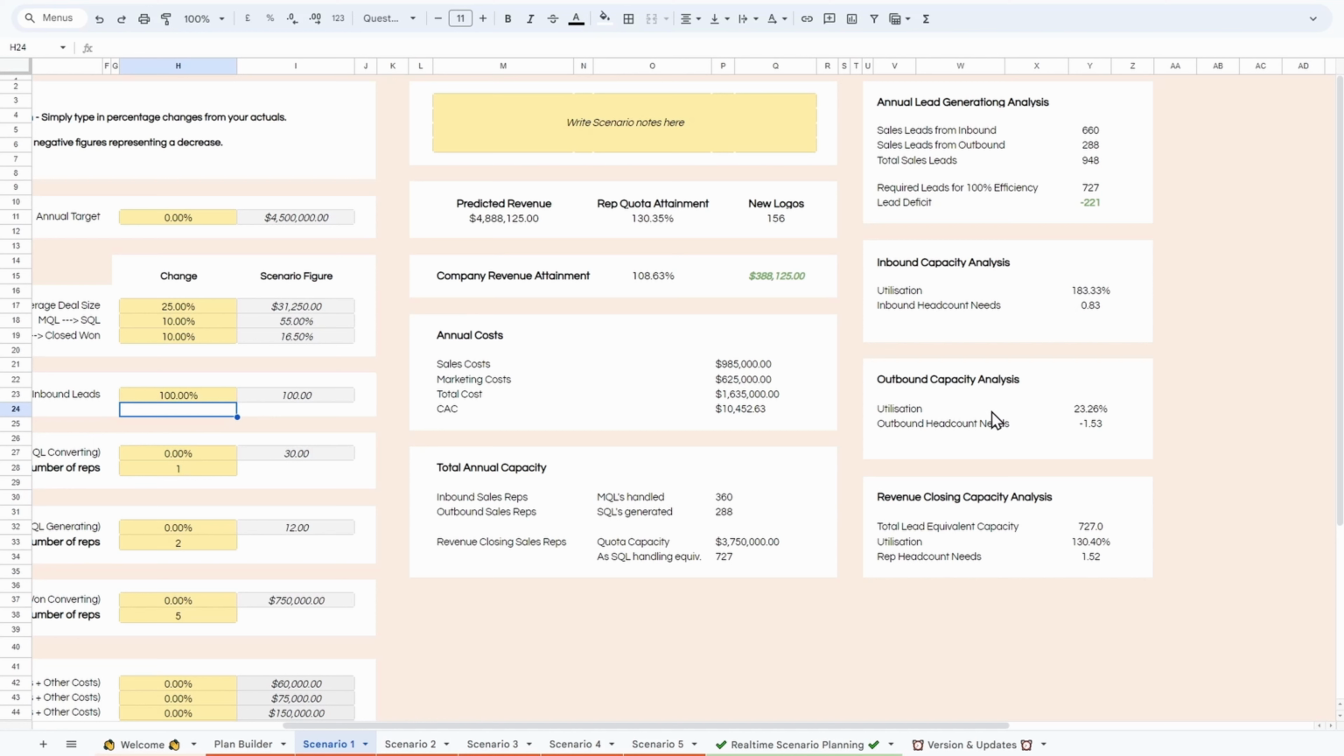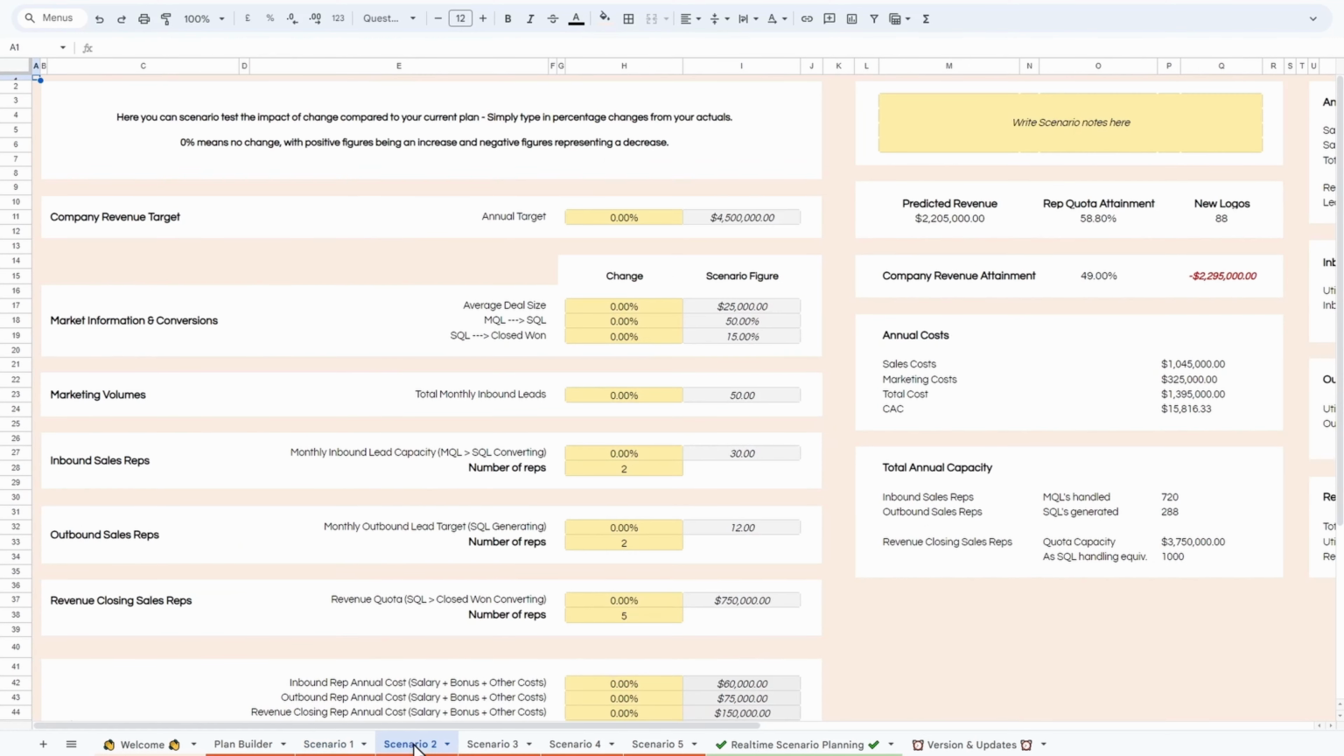I can see the same from my outbound capacity, and then I can see also from my sales reps. So my utilization for my sales reps, because of the volume of leads now, is 727. They are over by 30%. I have an excess of leads. So that means that I need another half a rep. You can play around with all of these, and you've got lots of different scenarios that you can build.